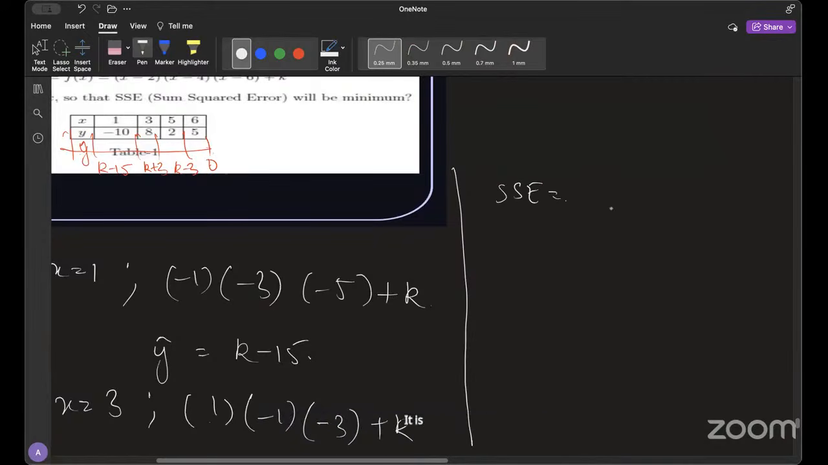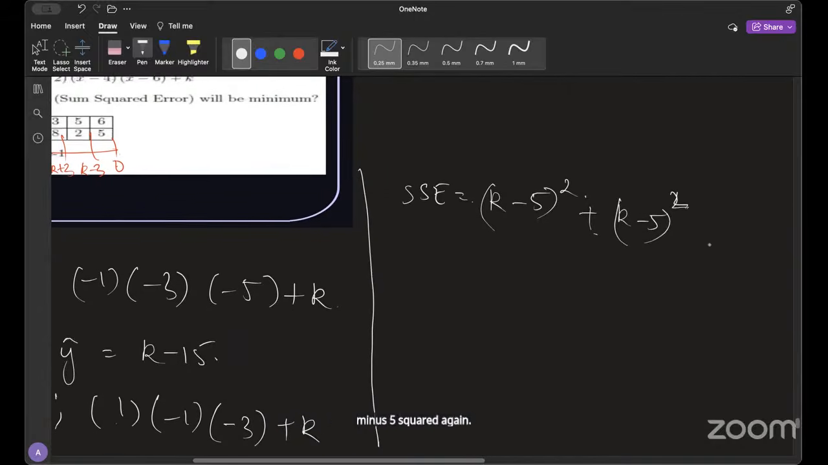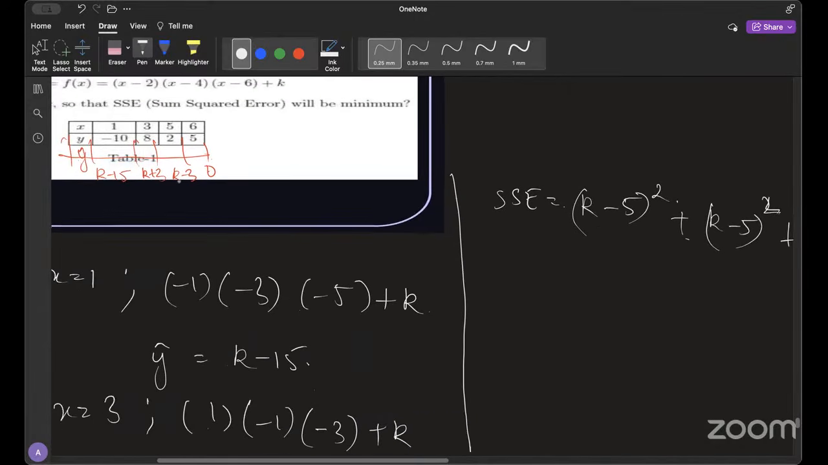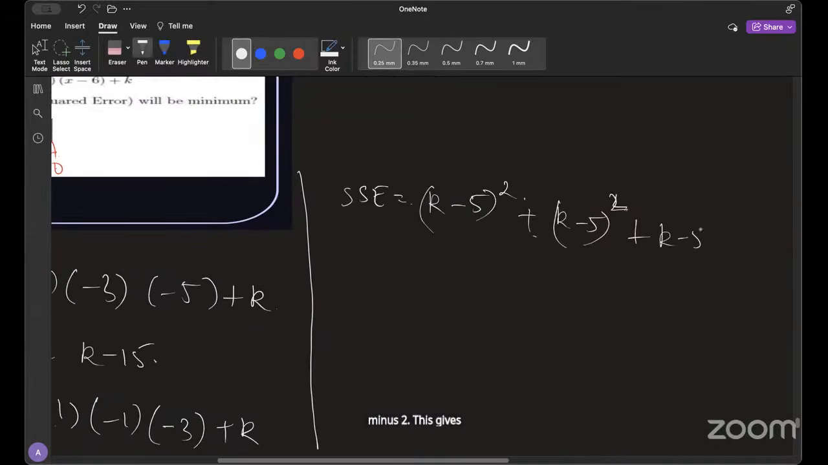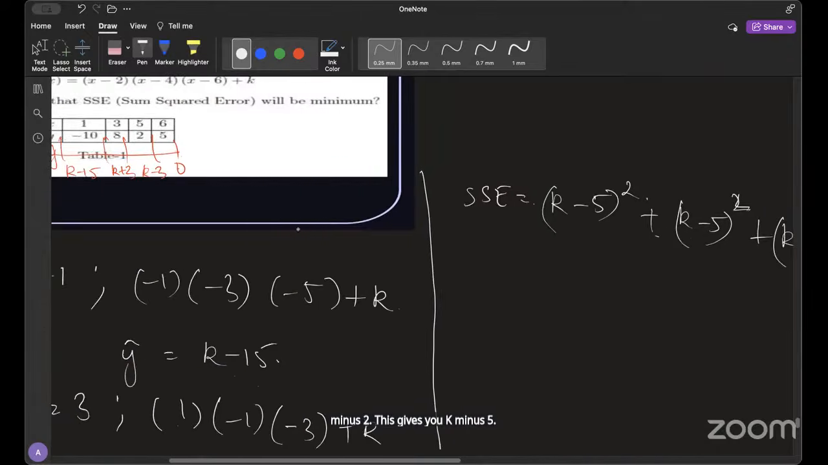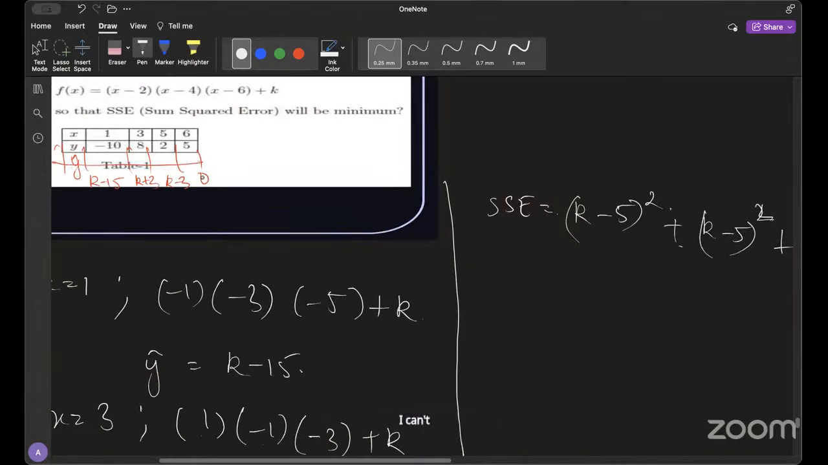It is k minus 15 minus of -10. So it is k minus 15 plus 10, k minus 5 squared. Then k plus 3 minus 8, so it gives you k minus 5 squared again. Then here you have k minus 3 minus 2. This gives you k minus 5 squared. And here you have 0.